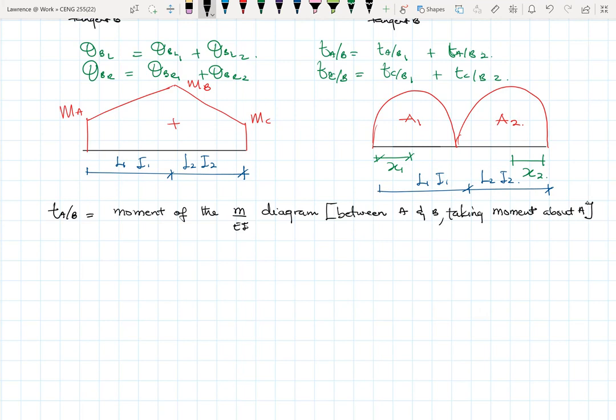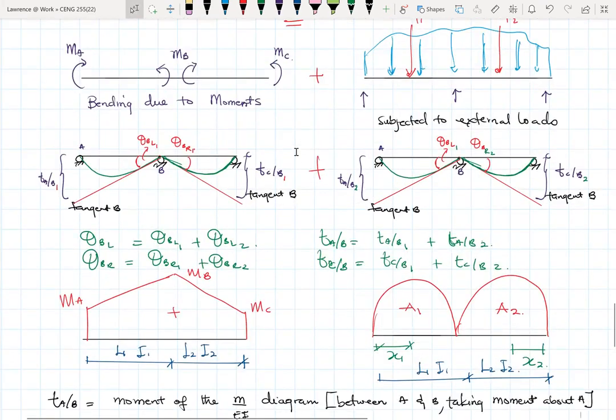Please, why is the bending moment diagram due to moments like that? Why is the diagram like that? Why is one a trapezoid and another one like a semicircle? Yes. Okay.